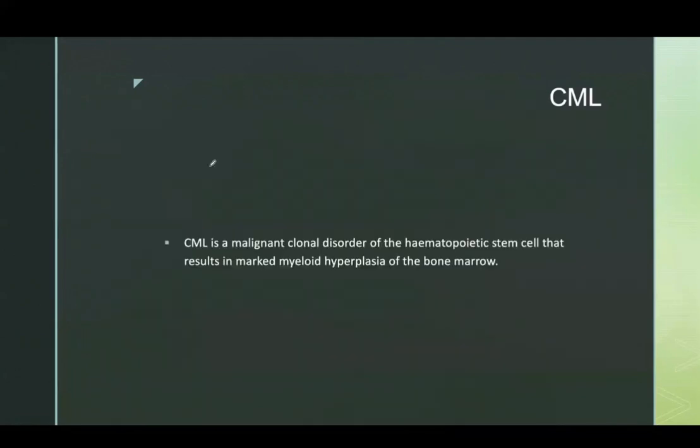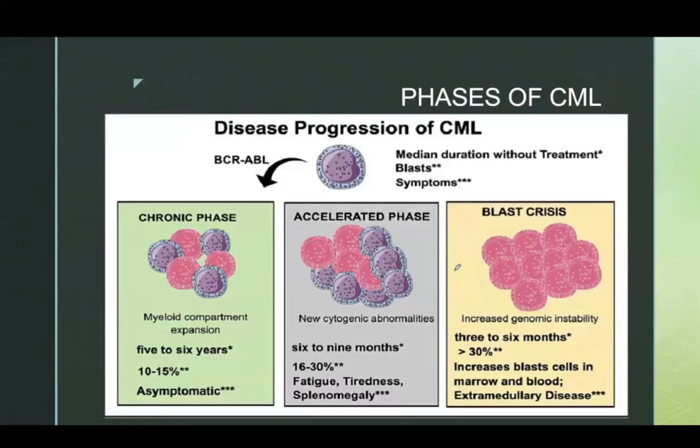Now comes the blast malignancy here. We are just going through the salient points. CML is a malignant clonal disorder of hematopoietic stem cells that results in marked myeloid hyperplasia of the bone marrow. Now comes disease progression. You should know this. It progresses through chronic phase, accelerated phase, and blast crisis phase.